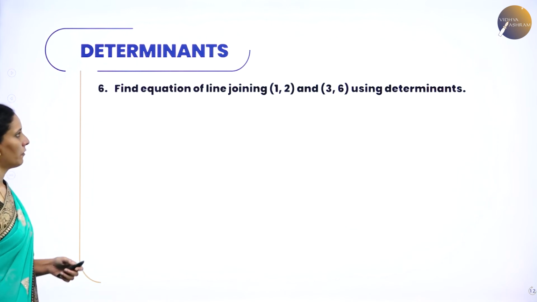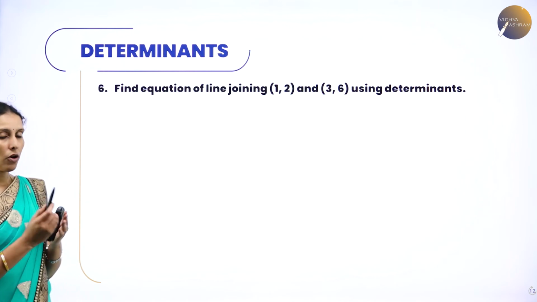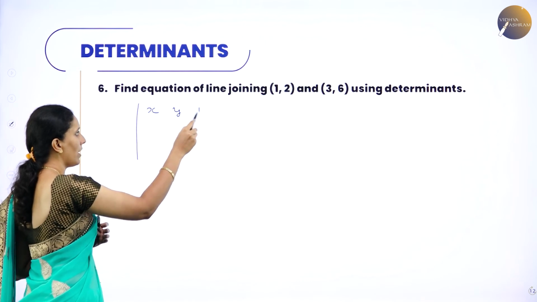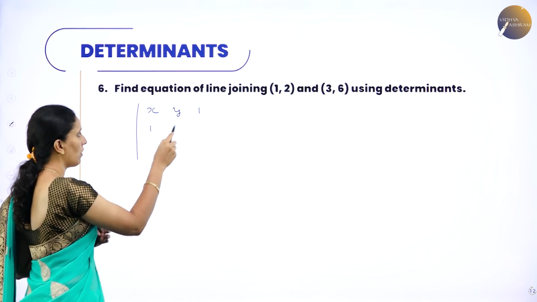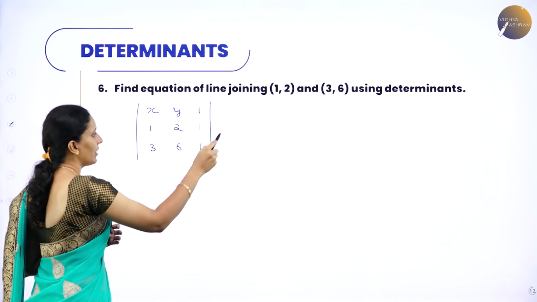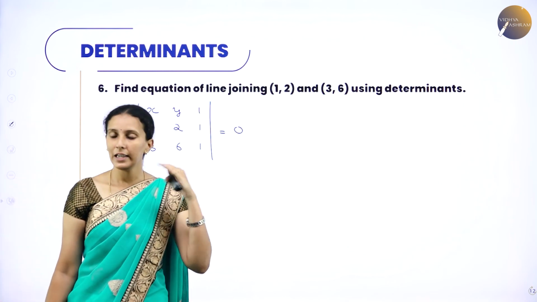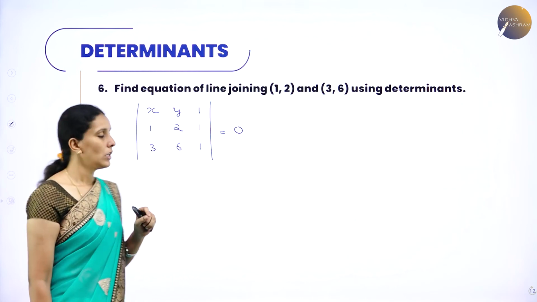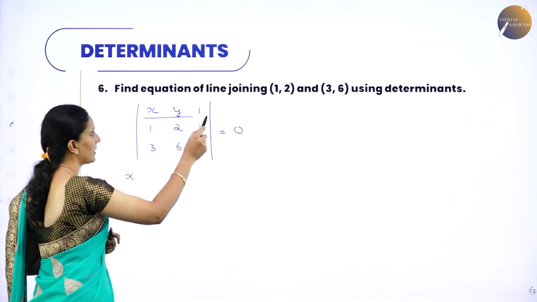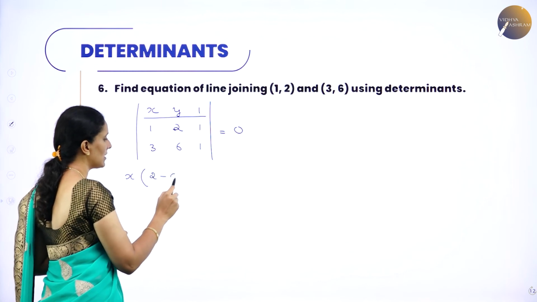Next. Find the equation of the line joining (1, 2) and (3, 6) using the determinant. I already told you the formula which we use to find the equation: the determinant x, y, 1; x1, y1, 1, that is 1, 2, 1; x2, y2, 1, that is 3, 6, 1. And we take the value as 0, because since 3 points are on the same straight line, the value of the determinant becomes 0. So now here we can clearly expand. I am expanding with the help of the first row, x into (2 ones are 2 minus 6).